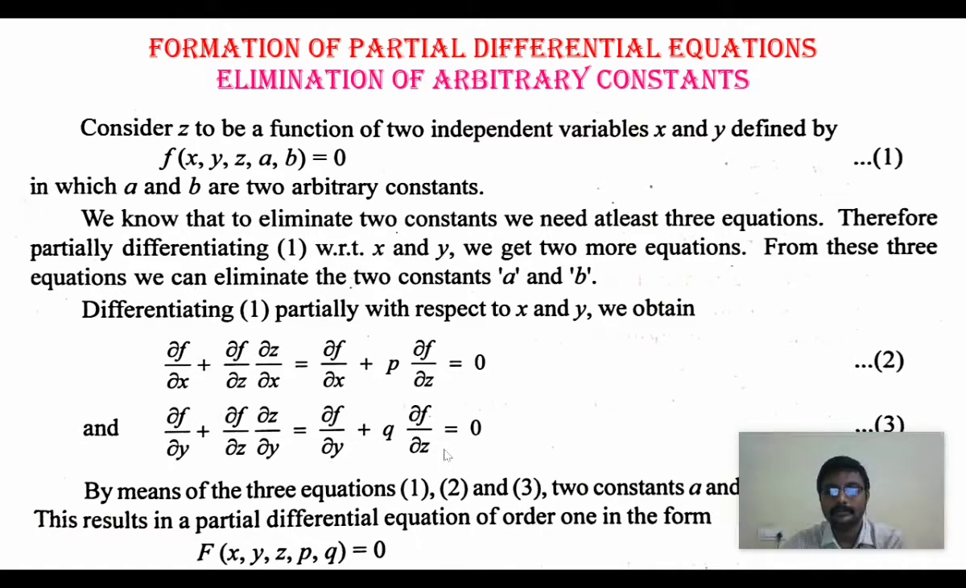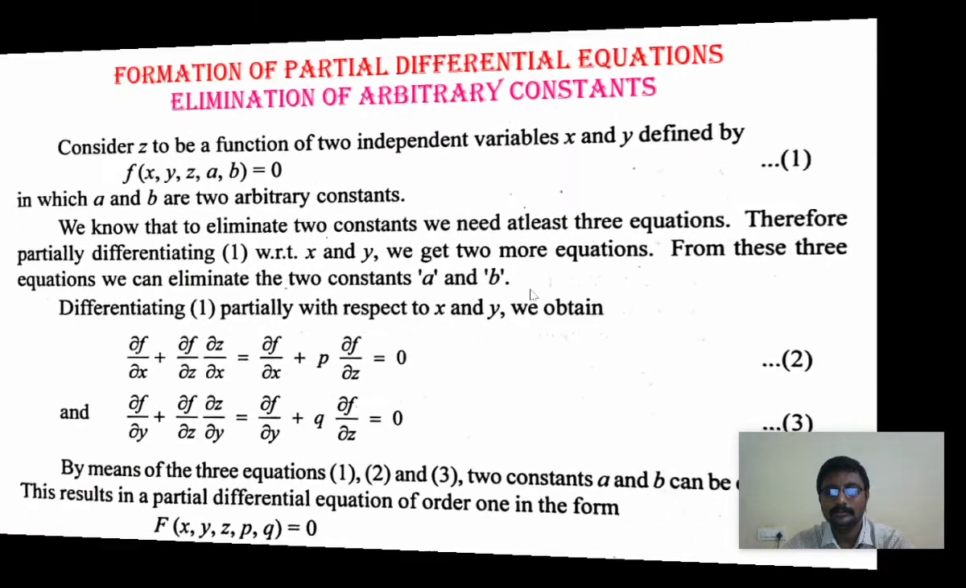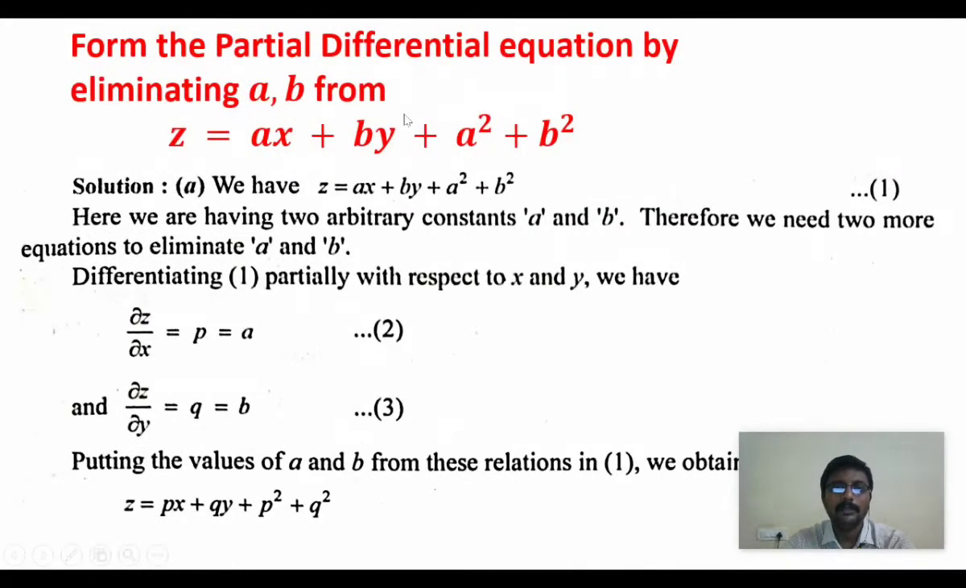Problems. Form the partial differential equation by eliminating a, b from z equal to ax plus by plus a square plus b square. Clearly z is a dependent variable, x, y are two independent variables, and a, b are the two arbitrary constants. Now first we have to form the partial differential equation.